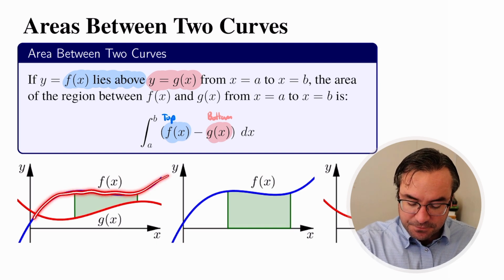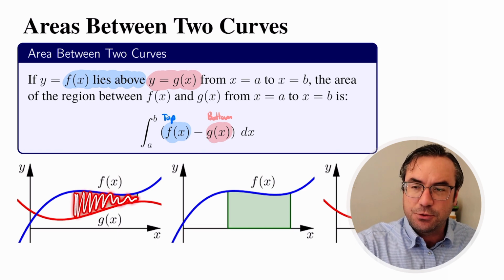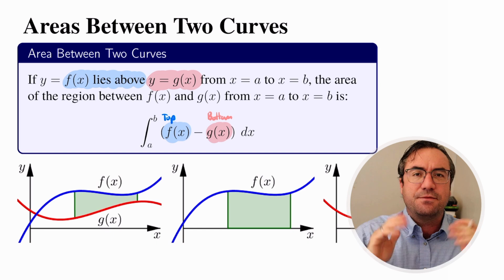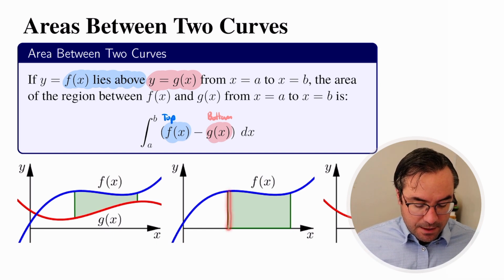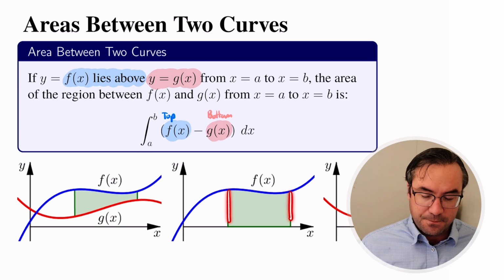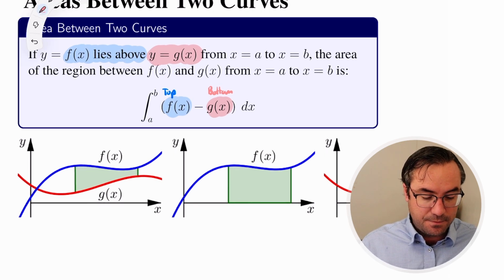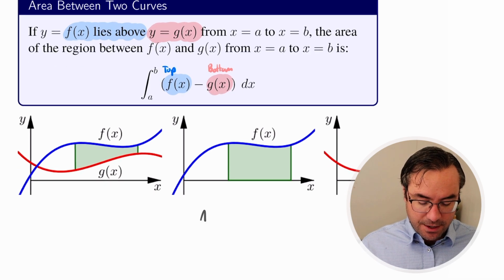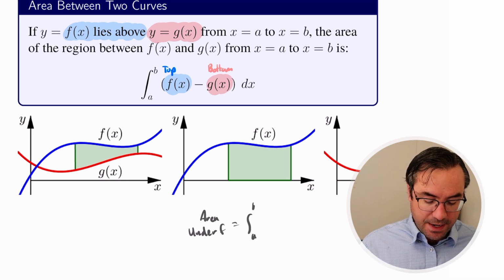So let's say we have two curves, f of x and g of x, and we want to get the area that sits in between those two curves over a section of the x-axis. Well, if we forget about curve g for a second, if it was just curve f, the way we could find that area is just by integrating. So the area under f would just be the integral going from a to b of f of x.